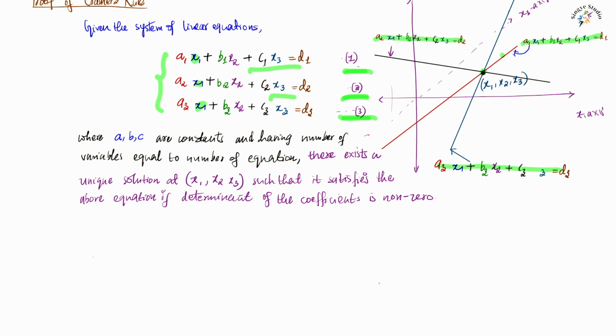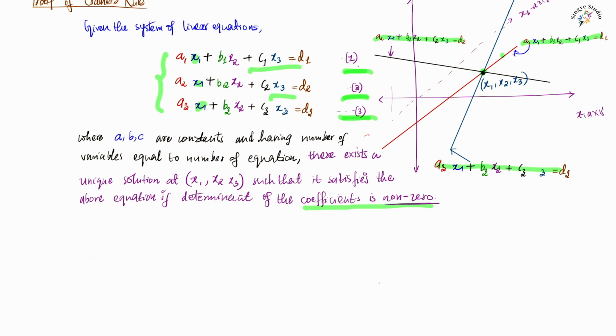So this intersection point is the solution for the system of linear equations, okay? For this system to have a unique solution, at which it satisfies the equations as well as the lines intersect, the determinant of the coefficients of the variables should be non-zero. Otherwise, if it is 0, then there will be no solutions or infinitely many solutions, okay? Without further ado, let's start our proof, okay?